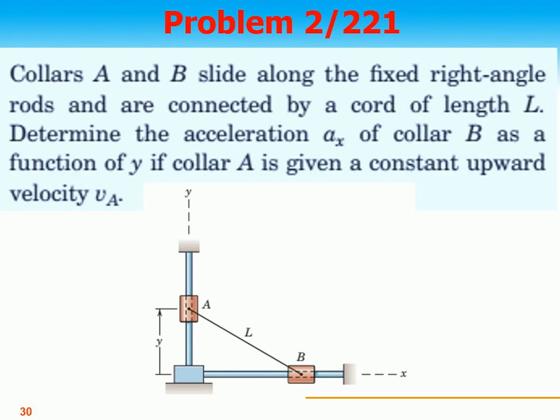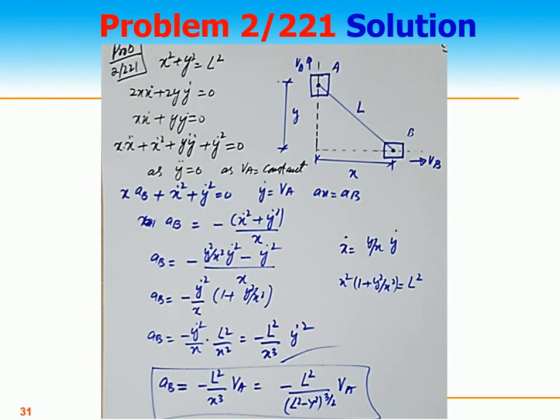Problem 2-2-21. Collars A and B slide along the fixed right-angle rods and are connected by a cord of length L. Determine the acceleration AX of collar B. Collar B is moving forward and backward, and collar A is moving upward and downward. So we need to find the acceleration of collar B along x as a function of y if collar A is given a constant upward velocity VA. So it is moving in the upward direction, right?